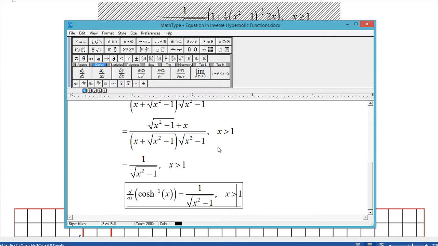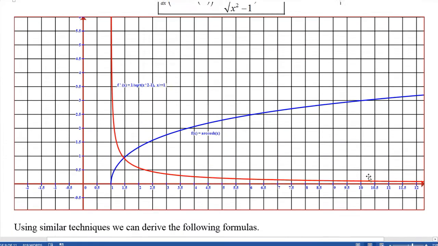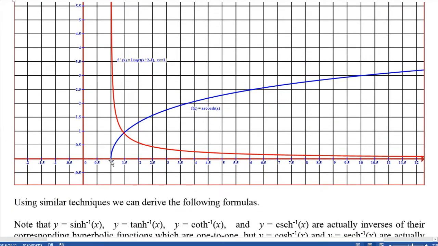Because we can't be dividing by 0 either. Okay, and we can see that here. When x equals 1, the original function is defined, and it even has a tangent line, but that tangent line is a vertical line, and so the derivative has an asymptote there.